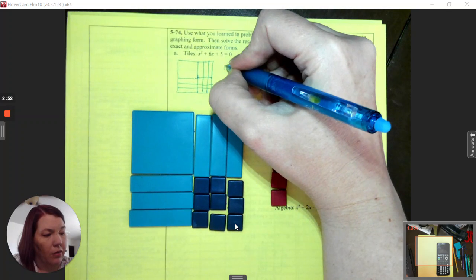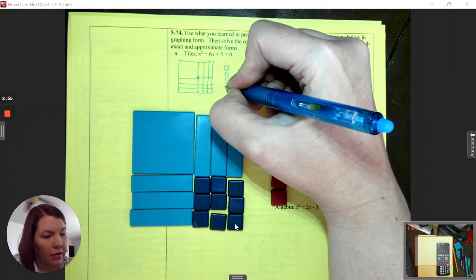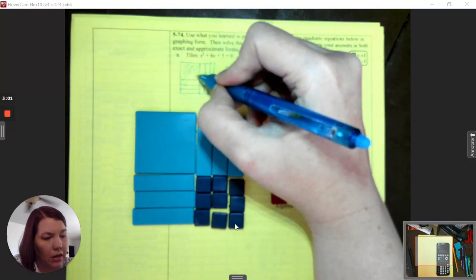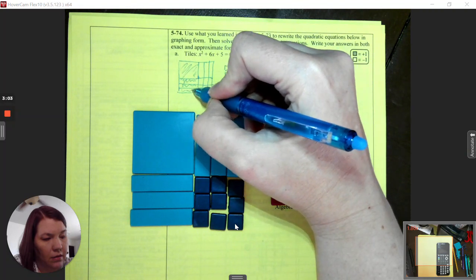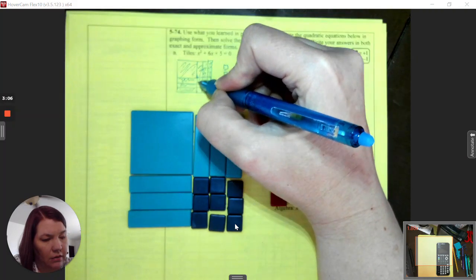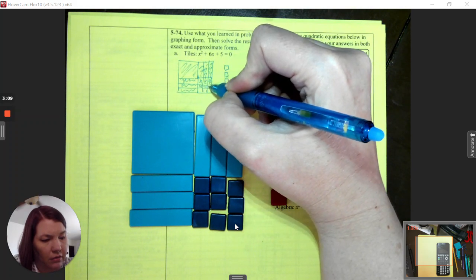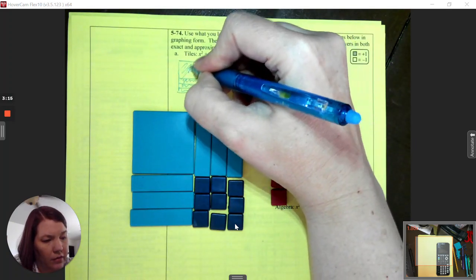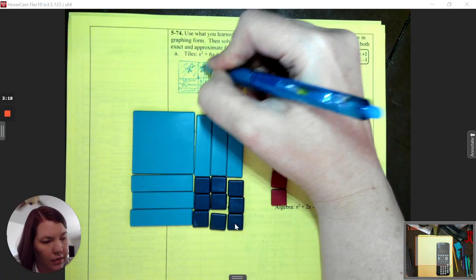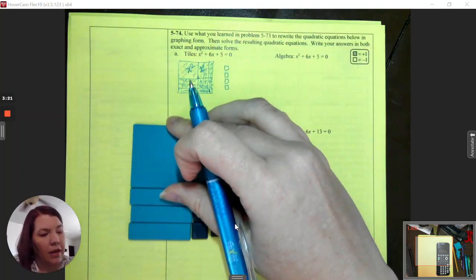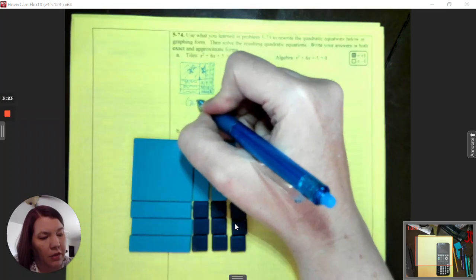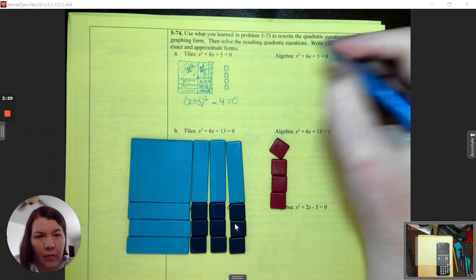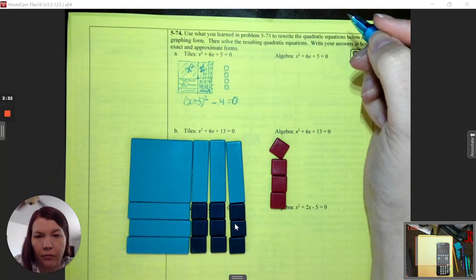Now, the way it's set up for our key is that if we shade it in, it's positive. So I'm going to shade this in. That makes it positive, and if I don't shade it in, it's negative. Okay, so this is a 1, there's an x squared, these are x's, and that's what I have. So these are negative, and so what I end up with here is x plus 3 squared minus 4 equals 0, and that's my completed square. Okay. Does that make sense?